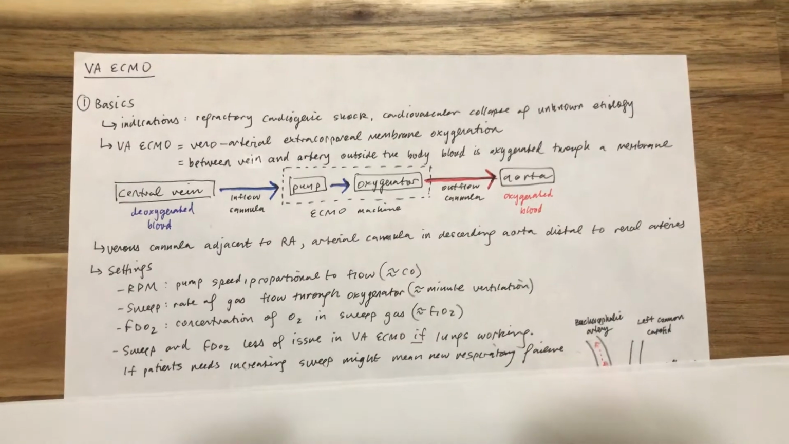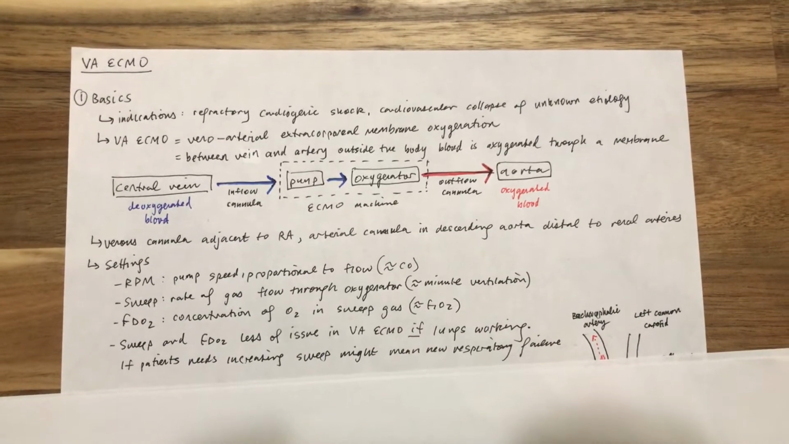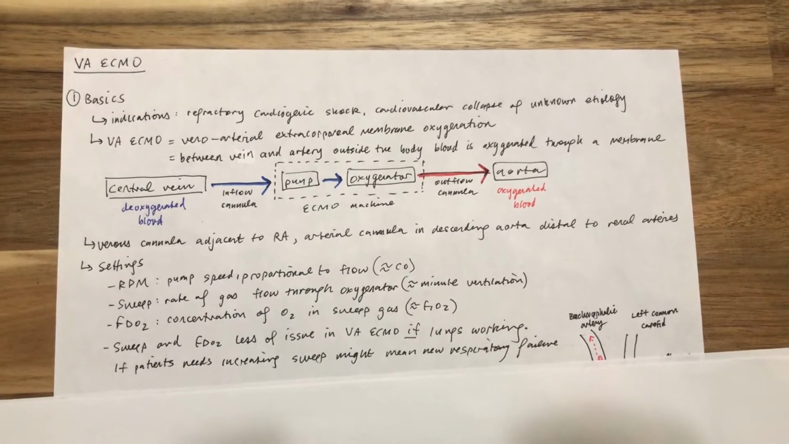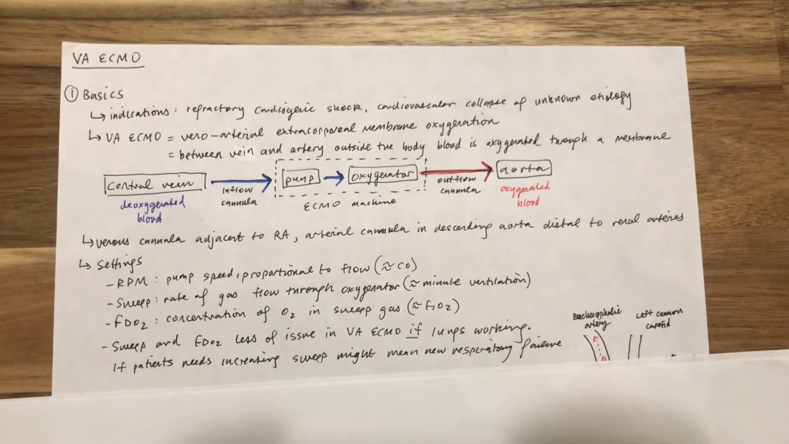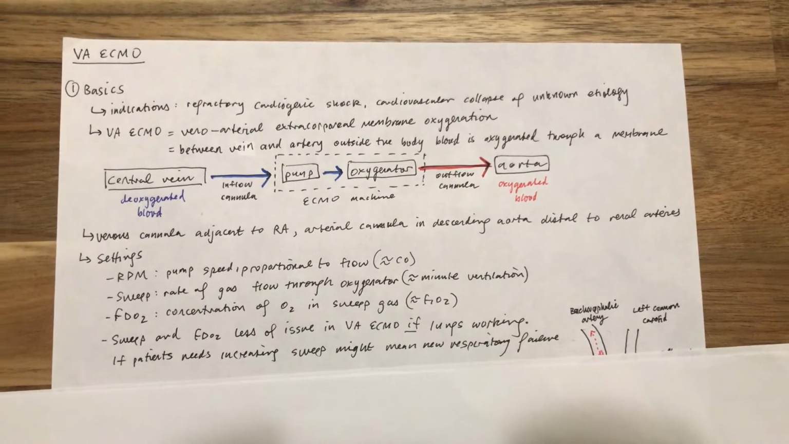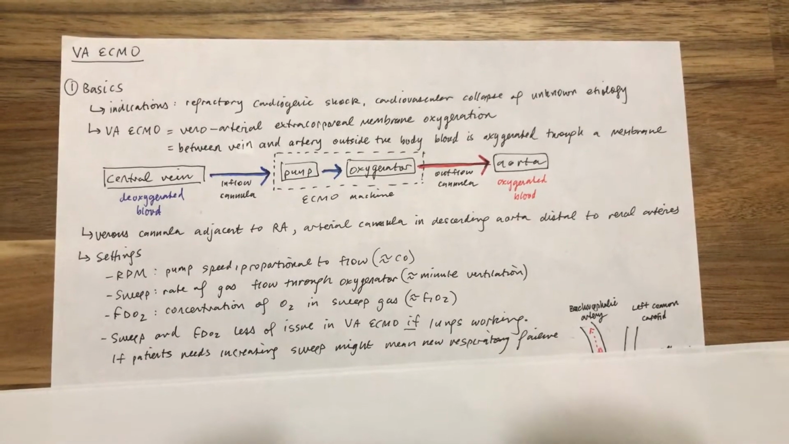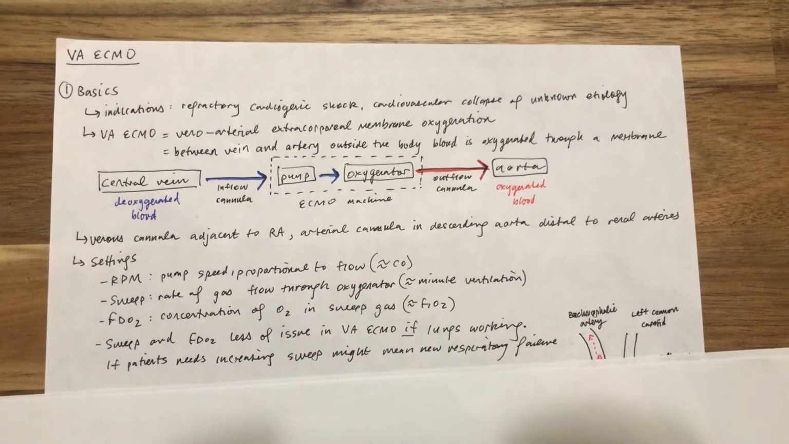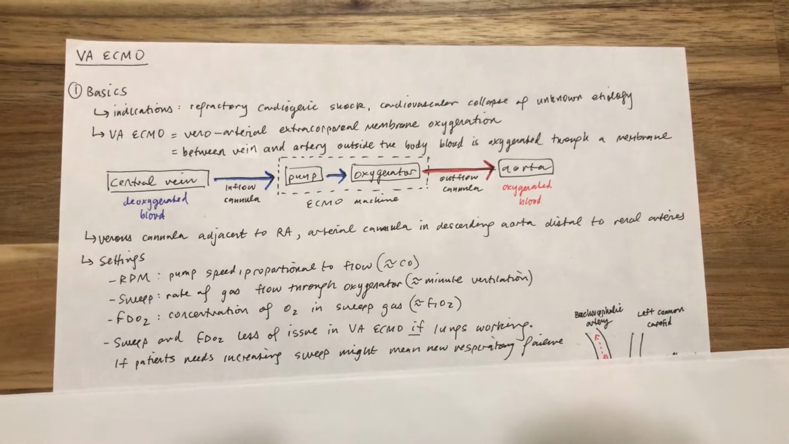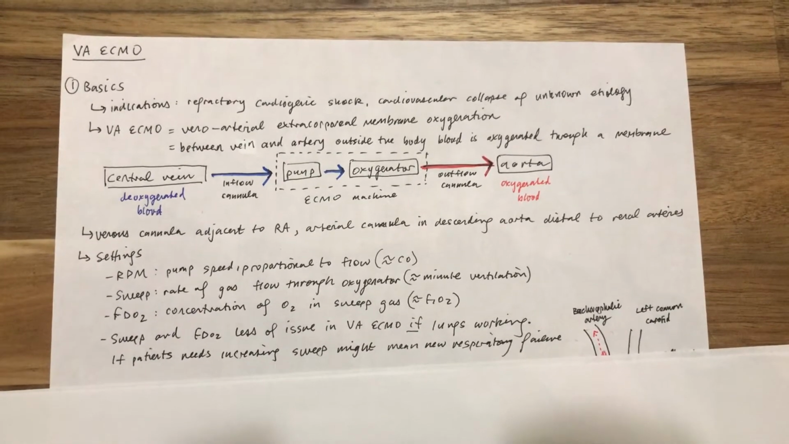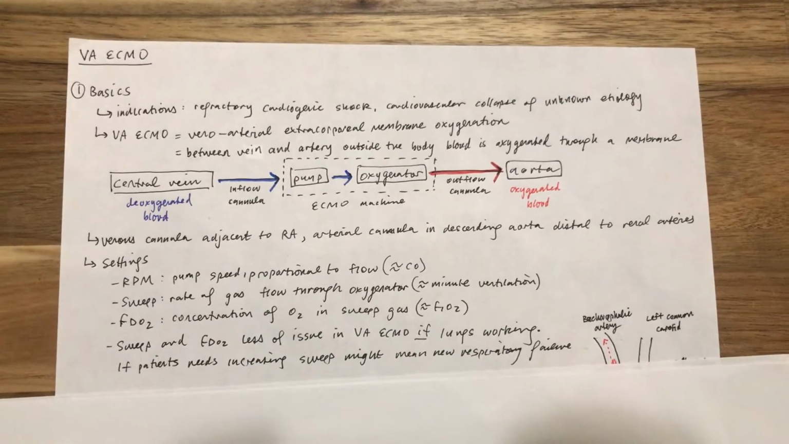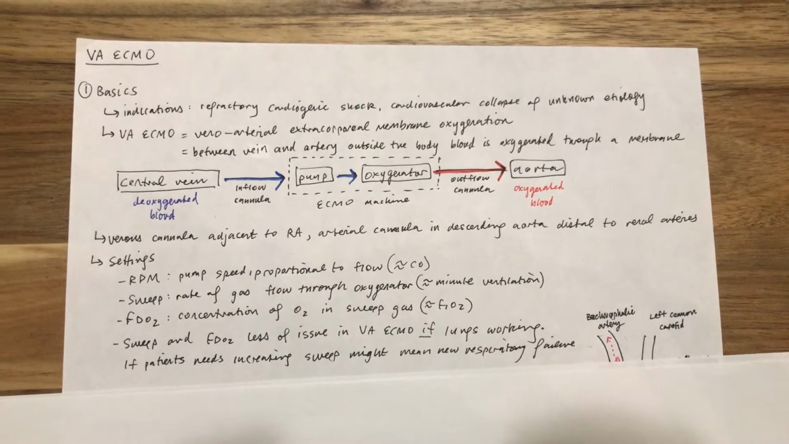All right, for talk number 8, we're going to talk about VA ECMO. We'll go into some indications first. The first is refractory cardiogenic shock. This could be refractory to inotropes, post-op, could be anything. The other big one is cardiovascular collapse of unknown etiology. VA ECMO is preferred in these situations because it will buy us the most time to figure out what's actually going wrong.